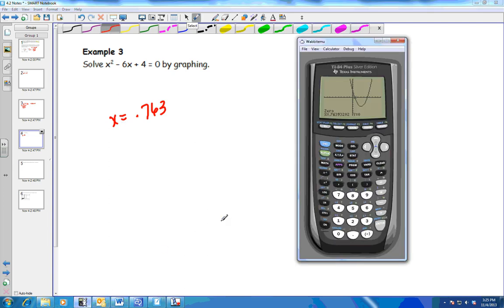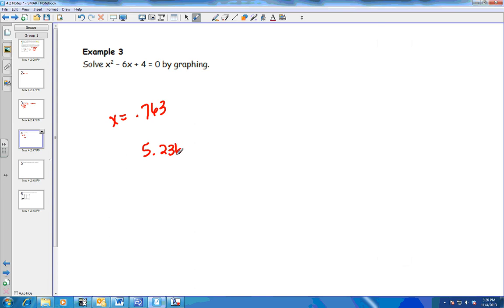We're going to go back to our graph, and we do the exact same steps. Second trace, number 2 for zero. This time I'm finding this one, so I'm going to move my cursor over a little bit. It says left bound. Okay, so I'm to the left of where it crosses. I'm going to press enter. Right bound. Enter. Guess. Enter. So I have another zero at 5.236. And those are my two answers.